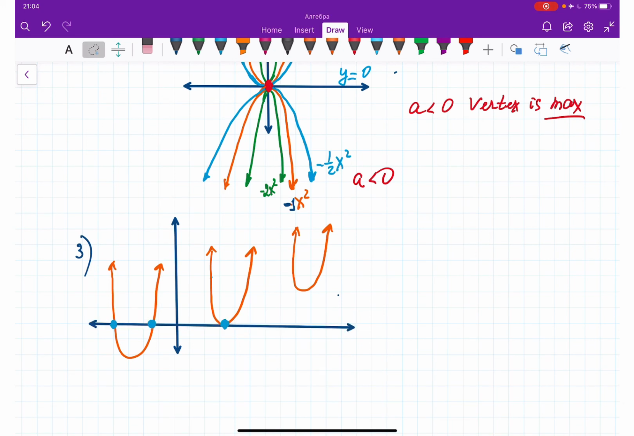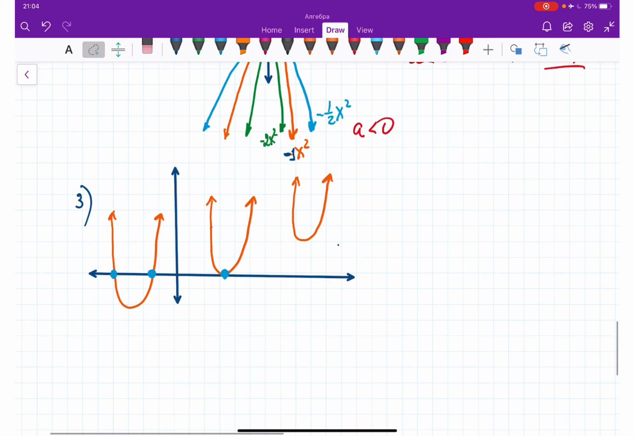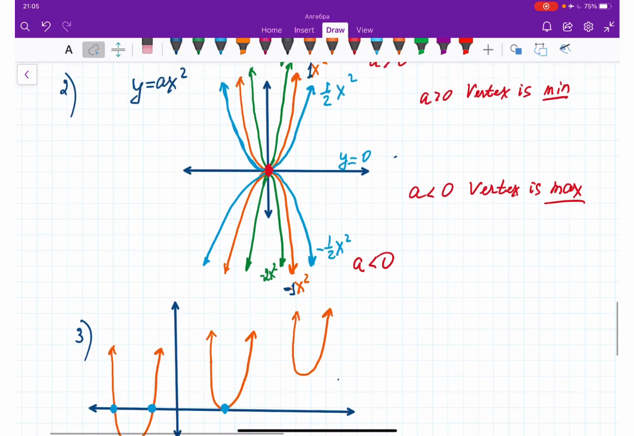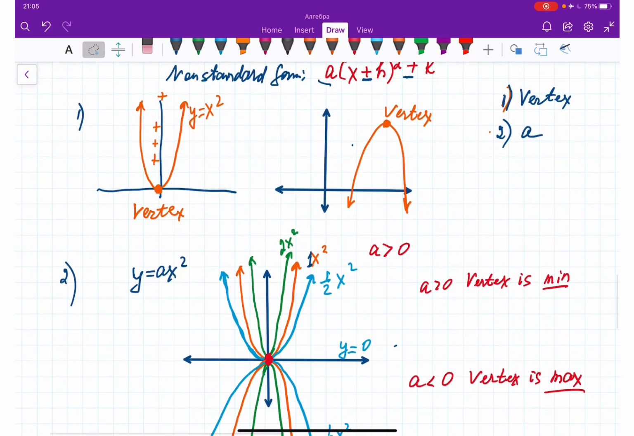Okay? And the same way when a is less than 0: 2 points, 1 point, 1 intercept, or 2 intercepts. And I'm going to explain to you how we can figure out, without solving anything, how to find these intercepts. So the next step is going to be intercepts, x-intercept.